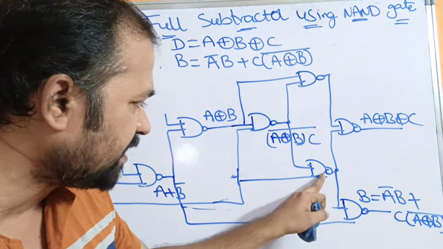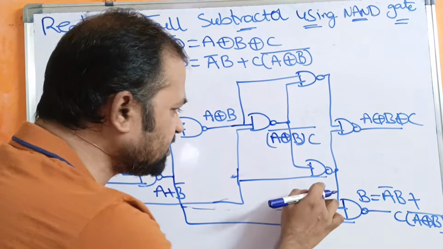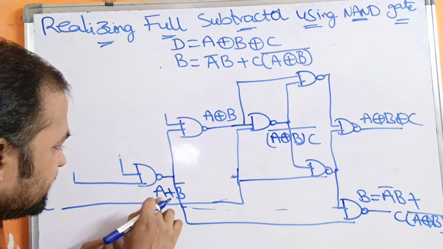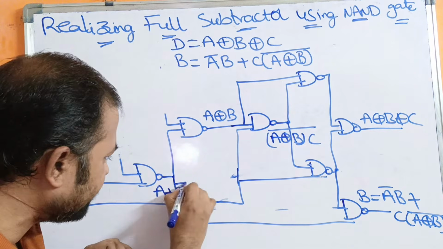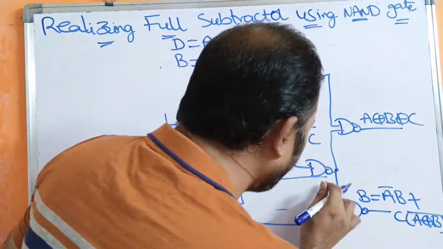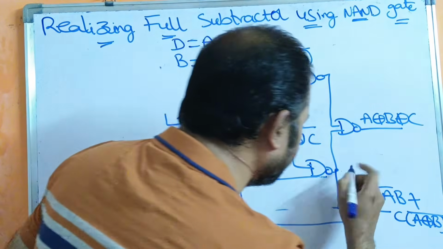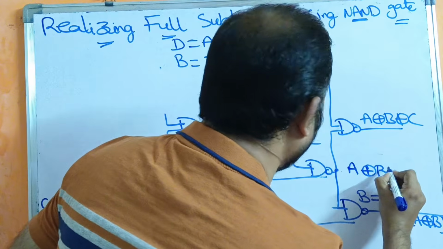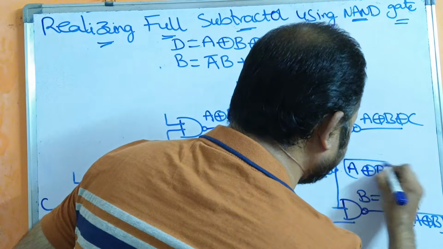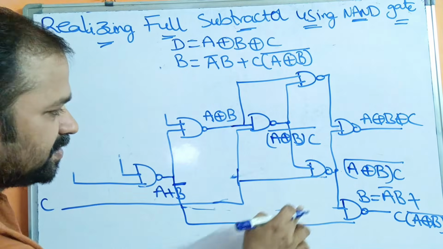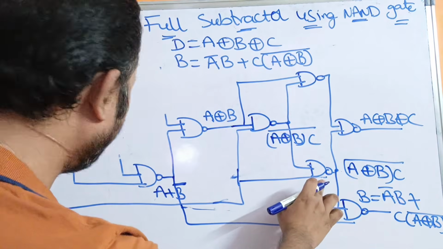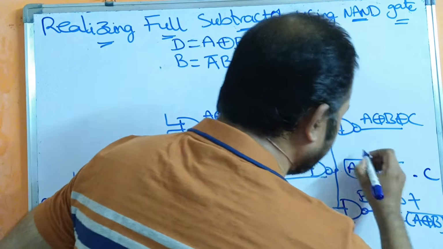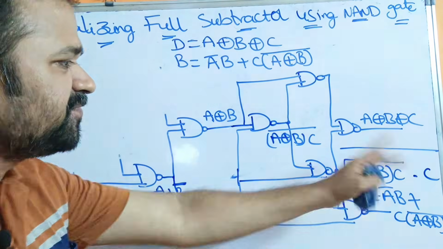Now let us focus on this NAND gate output. It receives input from A exclusive OR B, C bar, as well as this NAND gate, which is A plus B bar. First let us simplify this NAND gate. Here A means A exclusive OR B into C bar, and for this NAND gate, B is this C. So AB whole bar. Let us simplify this equation.